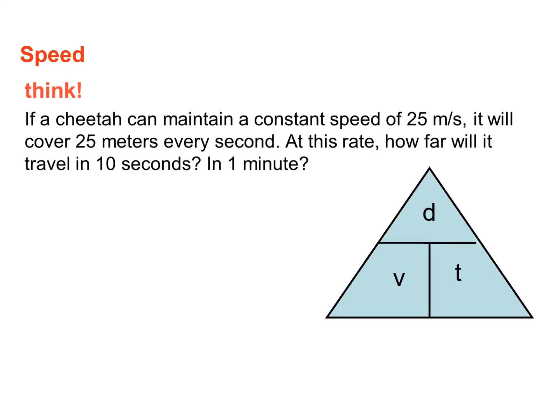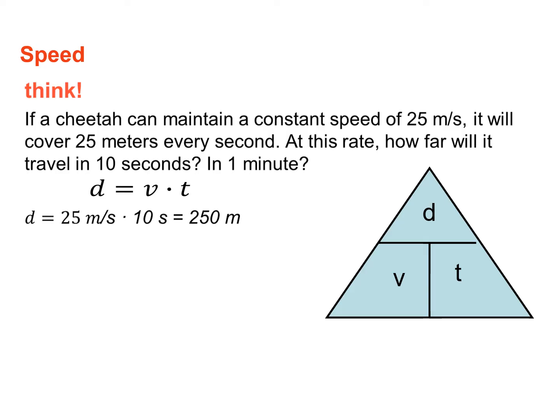When a question says how far, it is asking us to find distance. So we take distance out of our magic triangle. We see that v is beside t. So distance equals velocity times time. If we look back at our problem, we see that we are given a velocity of 25 meters per second, 25 meters every second. And we are asked in a time of 10 seconds, how far will it go? So distance equals 25 meters per second times 10 seconds equals 250 meters.